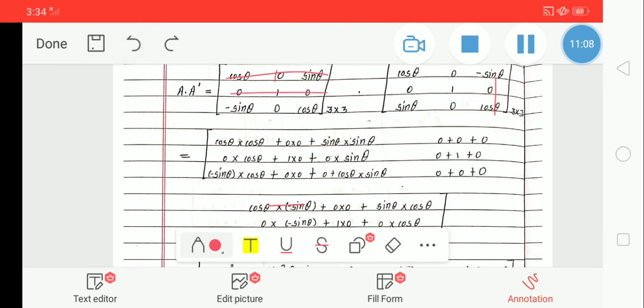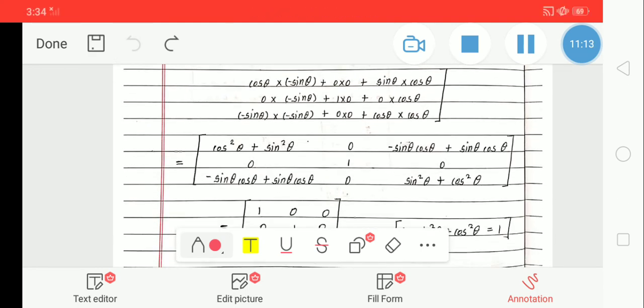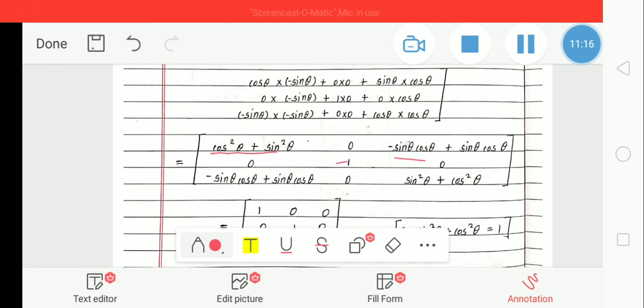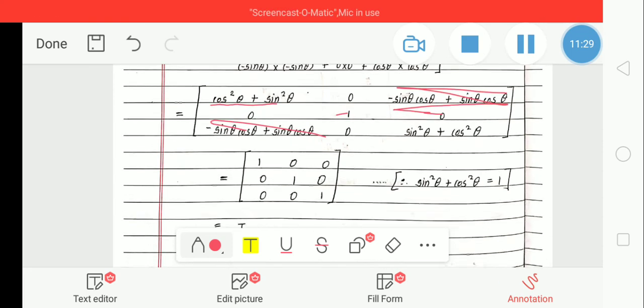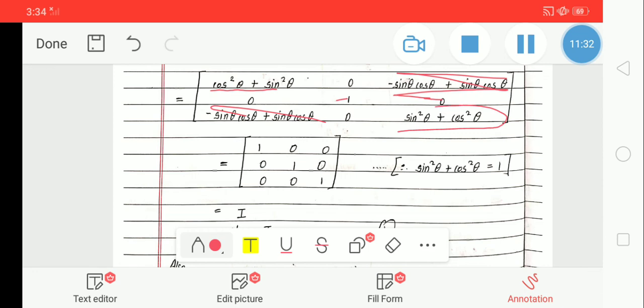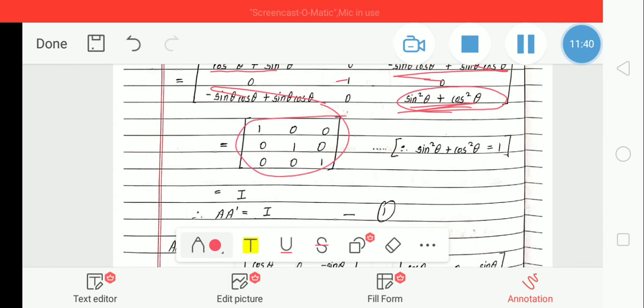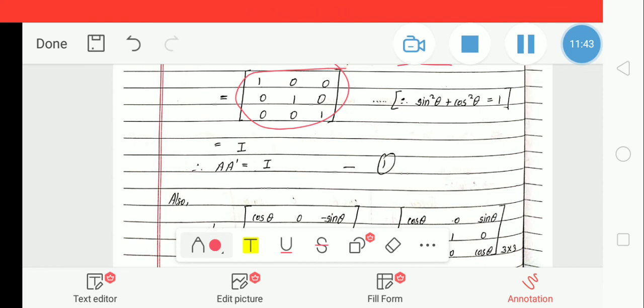Same as it is for the second row and third row. So we get cos square plus sin square, 0, minus sin cos plus sin cos. So this cancels, 0, 1, 0, sin theta cos theta plus sin theta cos theta. This also cancels, and sin square theta plus cos square theta. But sin square theta plus cos square theta is equal to 1. So 1 0 0, 0 1 0, 0 0 1. We know that this is the identity. So A multiplied by A dash is equal to identity.